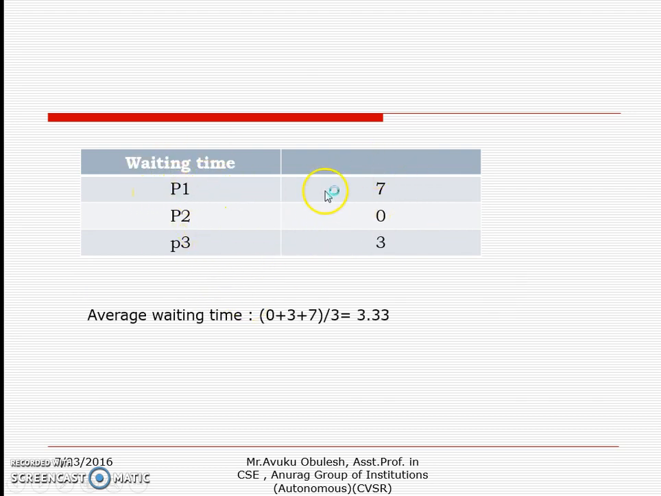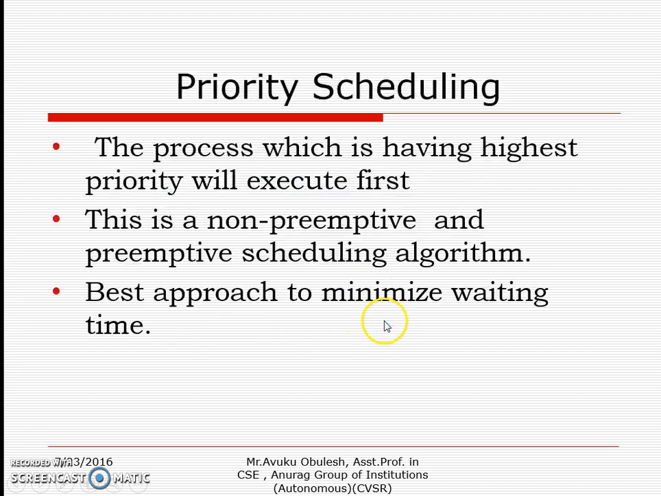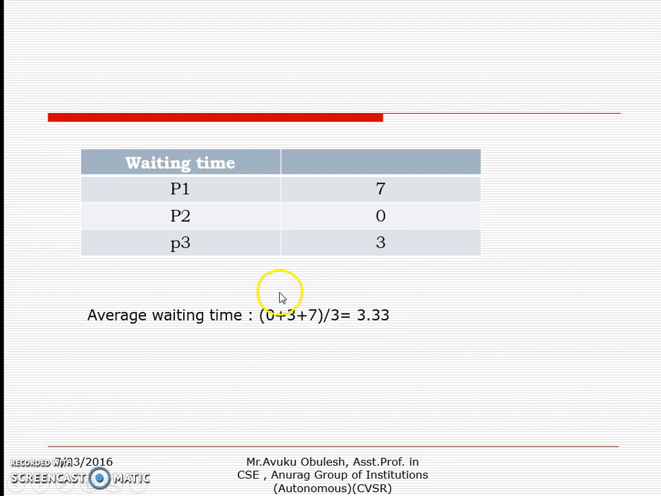These are the waiting times. P1 waited 7 milliseconds, P2 did not wait, P3 waited 3. So the average waiting time is 3.33. Here the drawback in shortest job first is that we cannot predict the next process's burst time.